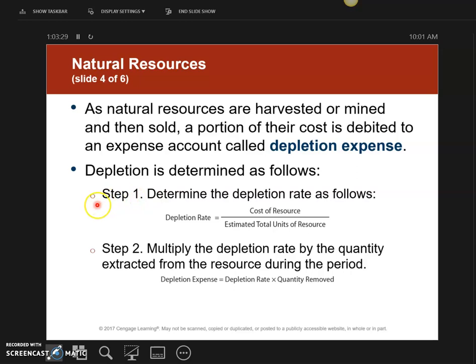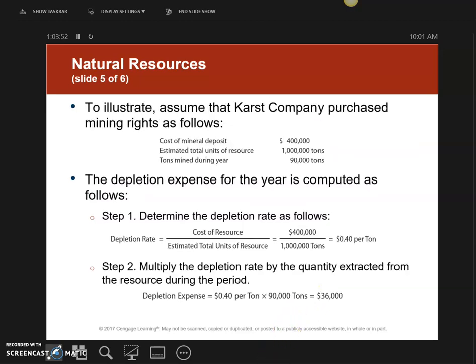Depletion, the formula for this is very much like units of activity or units of output. Cost of my resource divided by estimated total units of the resource. So notice I'm not subtracting residual value. Do not subtract residual value. So whatever rate I get, I will turn around and multiply it times the quantity removed in that period. So here's an example.